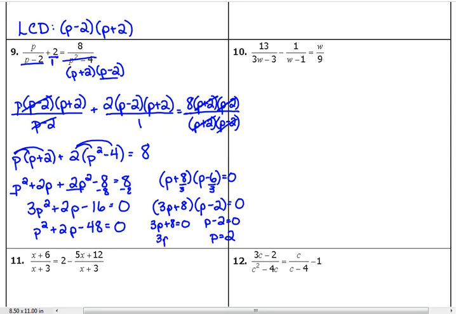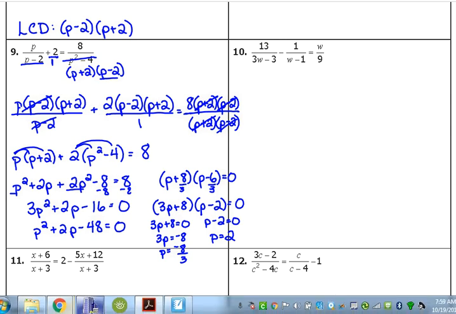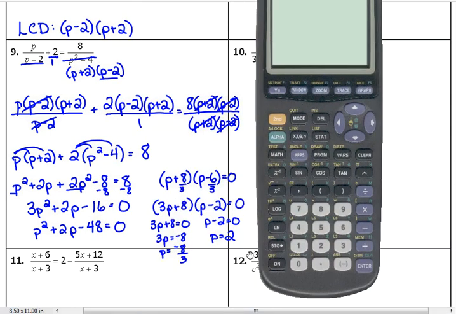The other one, we subtract 8. Sorry, I'm running out of room, so I can't show all my work. And then divide by 3. So negative 8 over 3 is an answer. 2 is an answer. We gotta check it. Let's check the easy one first. Let's check 2.